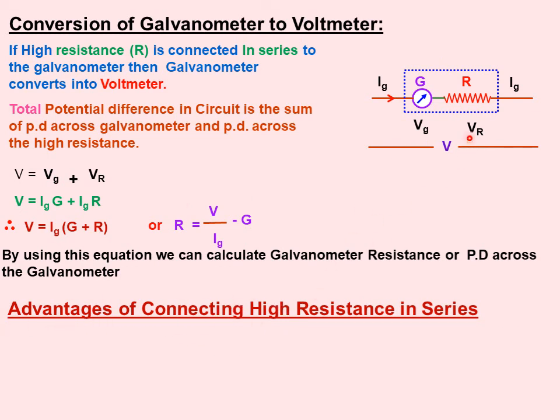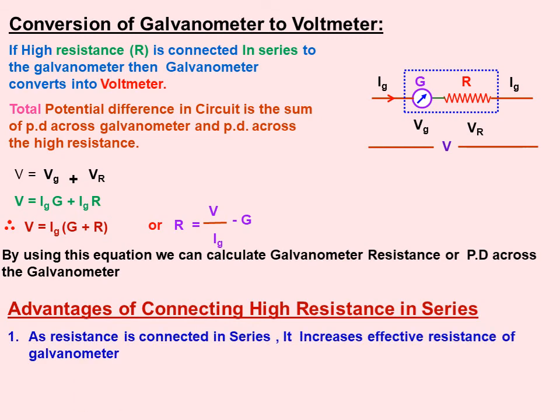Now, advantages of connecting high resistance in series. So very easy. First, as the resistance is connected in series, it increases the effective resistance in the circuit, so that we can measure the current accurately. This is the first advantage.